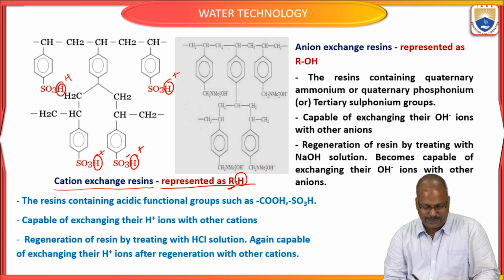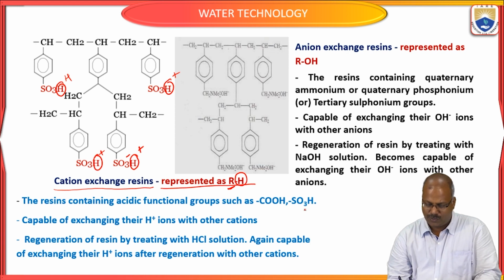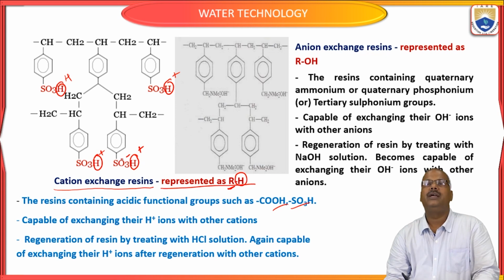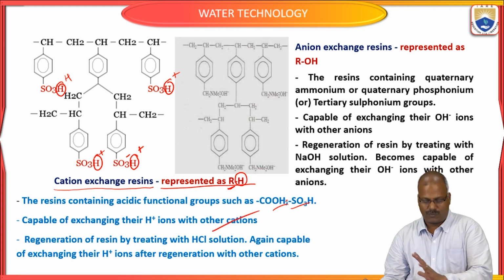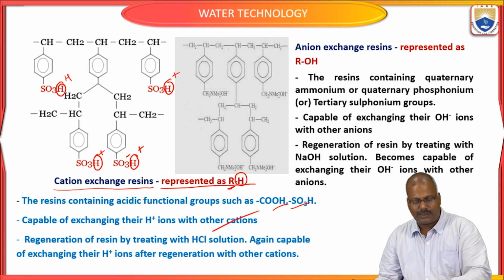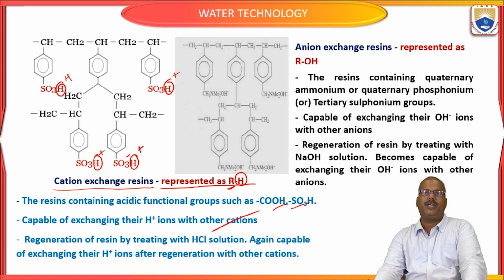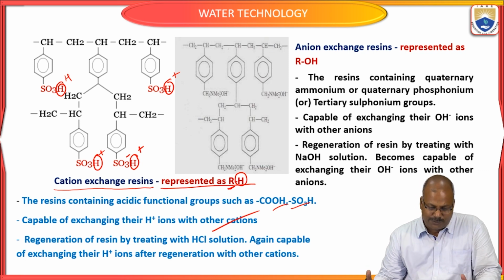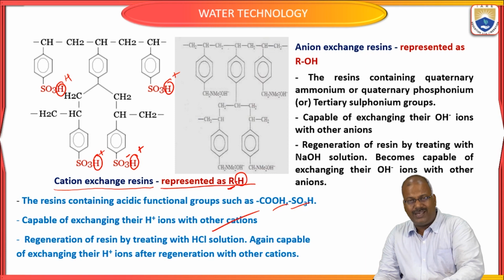The resins containing acidic functional groups like COOH and SO3H, the SO3H example is shown, are capable of exchanging their H plus ions with other cations from water. So what happens after some time, after exchanging the cations from water with H plus ions, they get fully exhausted.